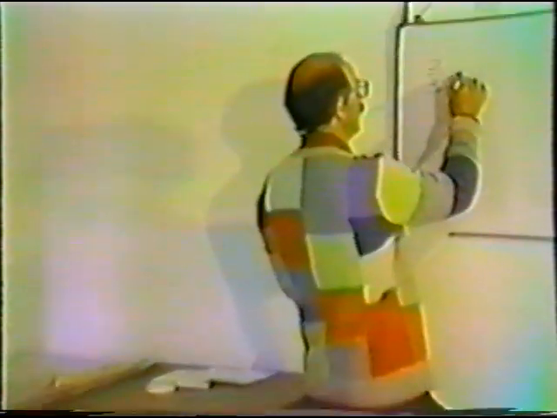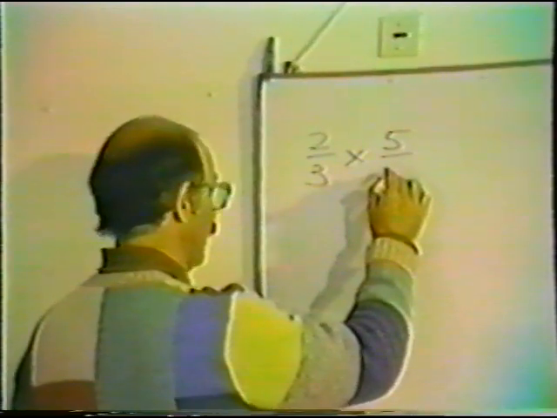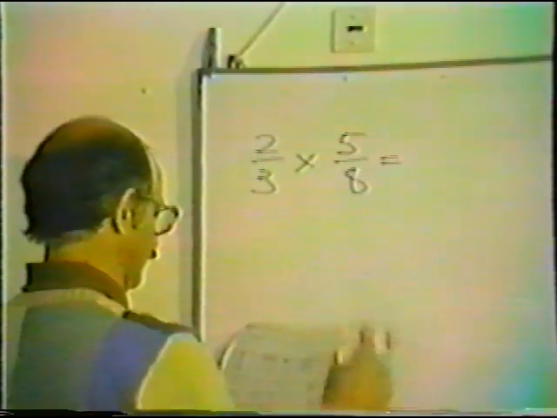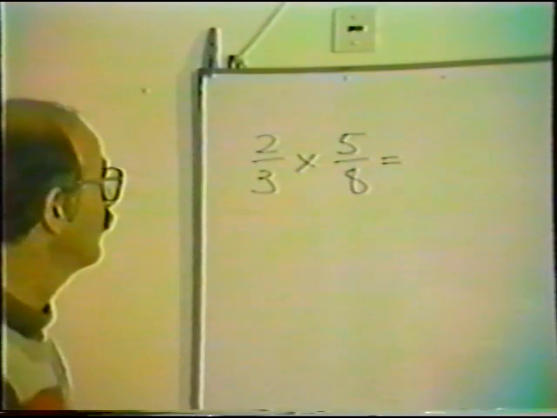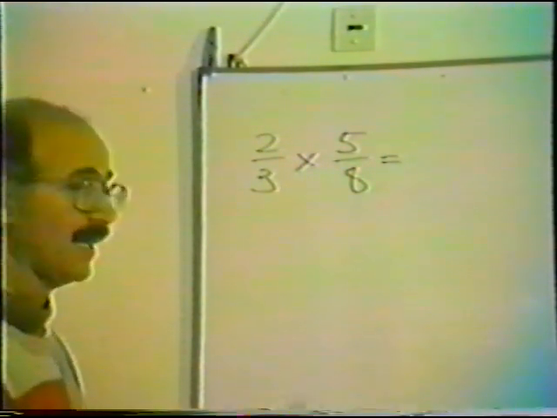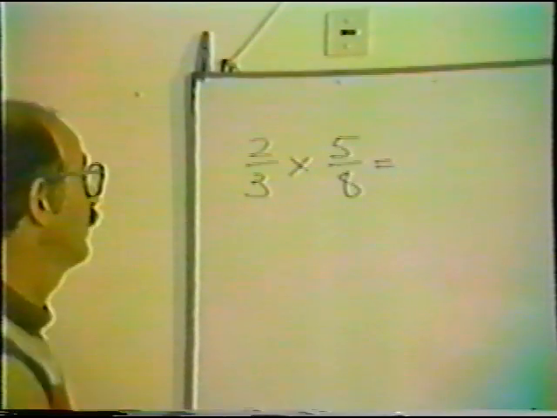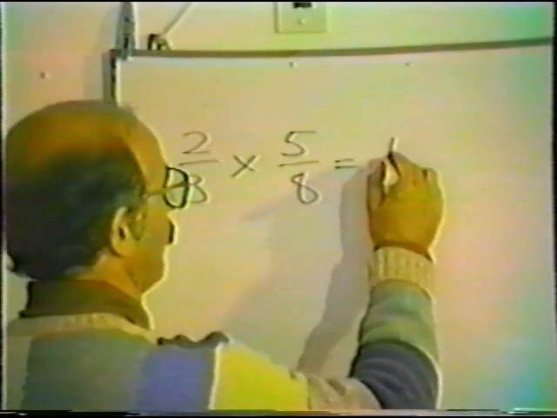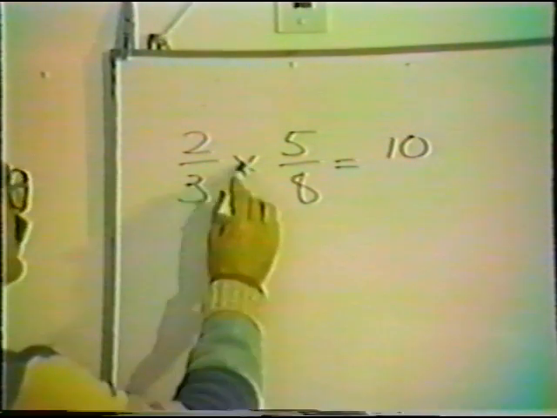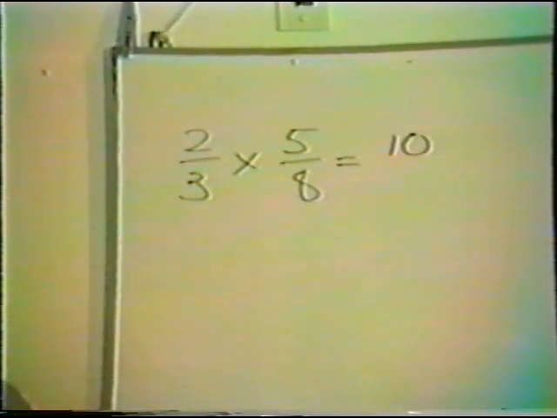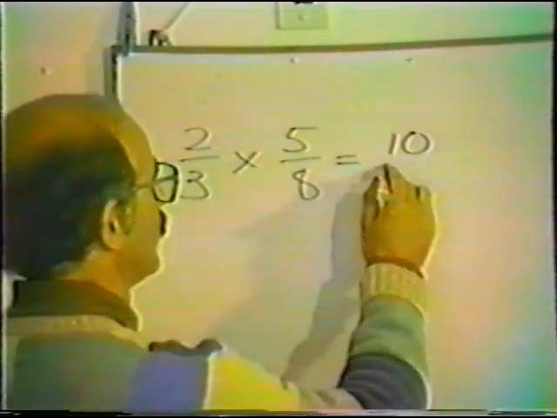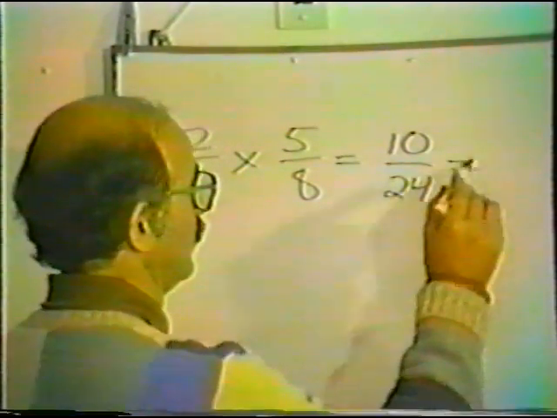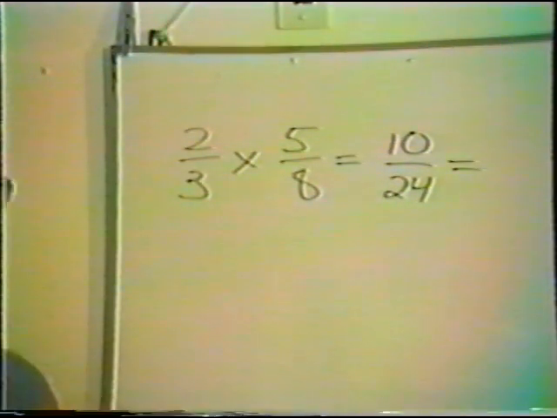Two-thirds times 5/8. Let's multiply across. 2 times 5 is 10. 3 times 8 is 24. Is it finished? No. Can we reduce it? Yes. What shall we hit it with?